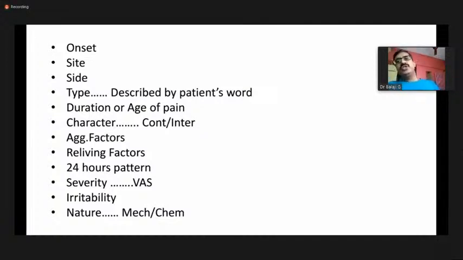Next, nature of the pain. There are two natures: one is mechanical nature, another is chemical nature. Based on all these assessments, we can come to know whether the pain is of mechanical nature or chemical nature. Mechanical nature is a mechanical pain. We can come to know that it's a mechanical pain, so that will be relieved by mechanical means.